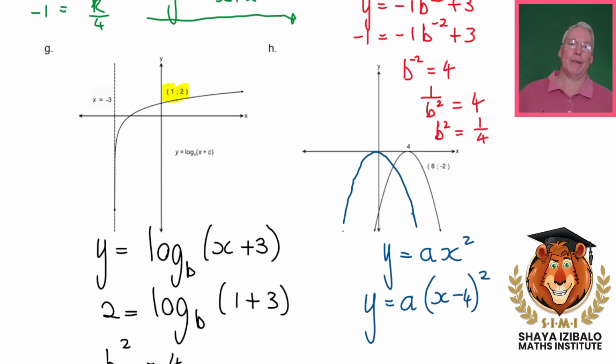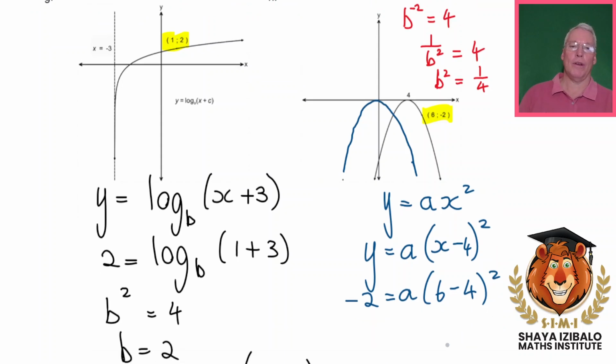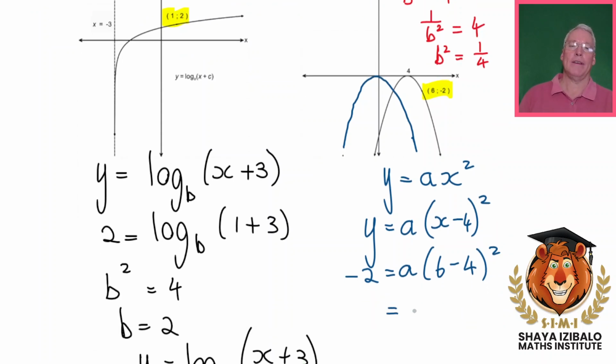The last thing we need to know is what is a. The way we're going to find that is we're going to sub in that point, 6, negative 2. Y is negative 2 when x is 6. 6 minus 4, what we get here, this becomes 2. 2 squared is 4. So we actually get 4a is negative 2. So in fact, a is negative a half.